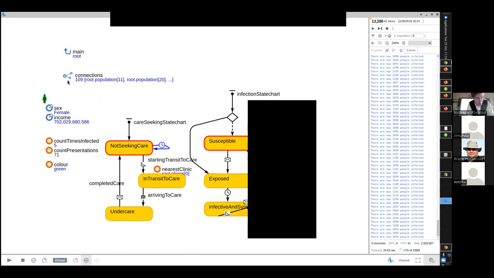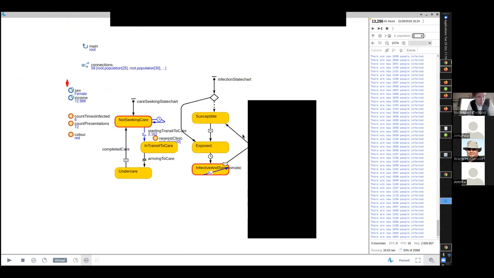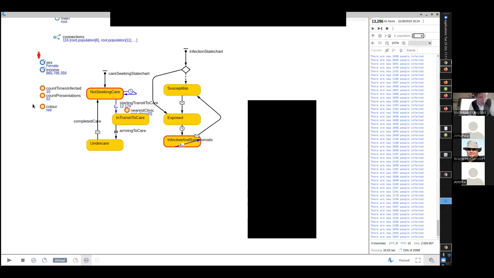So this is an individual who is well connected, 109 connections, but has been infected 5 times and presented for care 71 times, no less. Here we have another individual who is a person of more limited means, that's for sure. And has been infected 6 times, and also presented in the 70s, waiting alongside her well-healed peer. And others, this person has been infected more times in a kind of presentation.